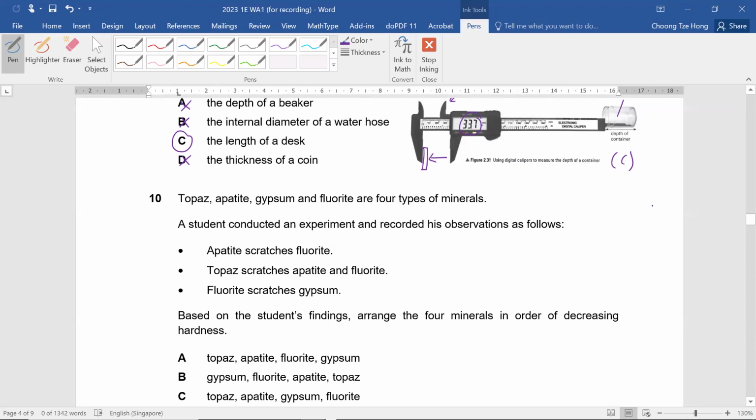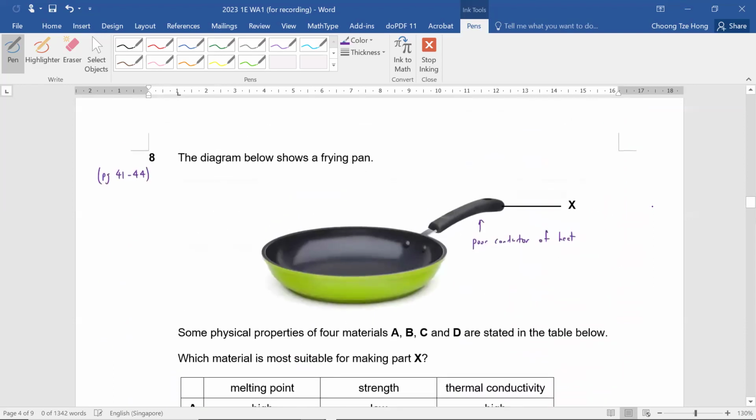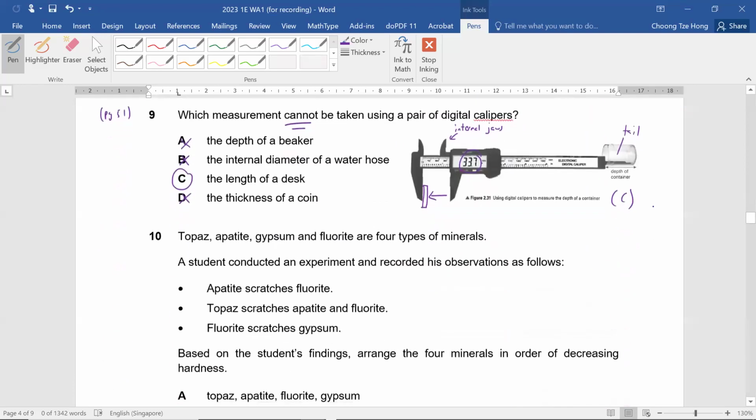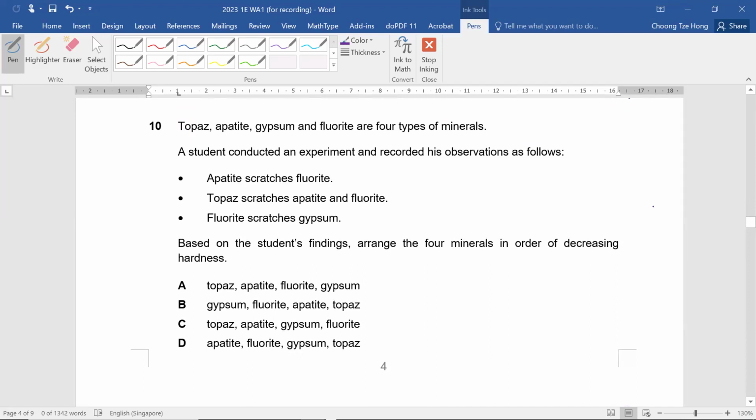Okay, let's look at the last MCQ question. The last MCQ question is regarding hardness. Hardness is also one of the physical properties that you can find, I think, on page 44. Basically, the greater the hardness of an object, the more resistant it is to being scratched. Over here you can see that apatite scratches fluoride, topaz scratches apatite and fluoride, and then fluoride scratches gypsum. So you can see which one is actually the lowest hardness.